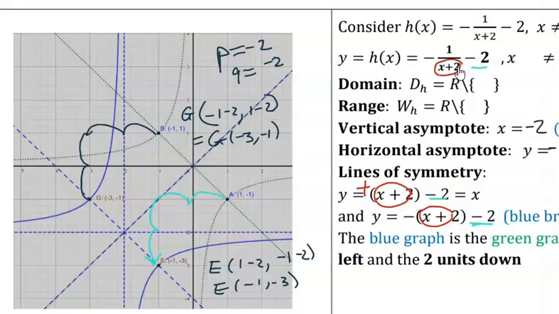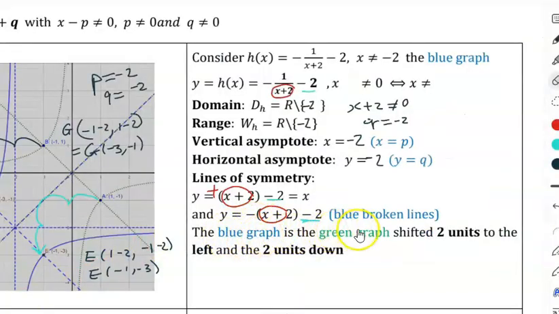What we did not do here is look at the domain. It cannot be minus 2 and the range is also not minus 2, for different reasons. This comes from my x plus 2 that cannot be 0, and this comes from my q value, which is minus 2. So the blue graph is the green graph shifted 2 units to the left because my p is equal to negative 2, which is less than 0, and q is equal to minus 2, which is less than 0. So that's why we shift 2 units to the left and 2 units down.